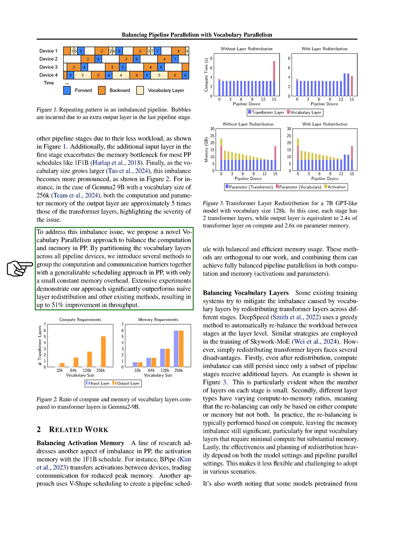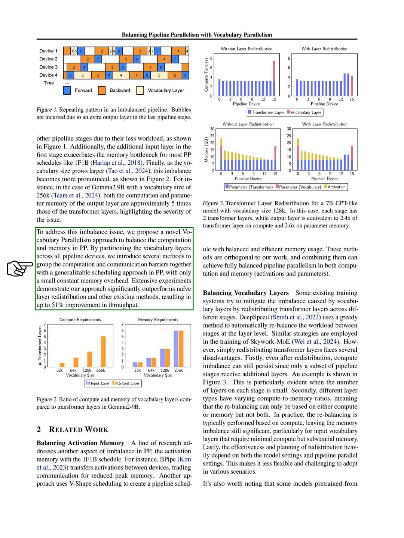To tackle this imbalance, we propose a new approach called vocabulary parallelism, which aims to balance computation and memory in PP. By distributing vocabulary layers across all pipeline devices, we introduce methods to group computation and communication barriers, along with a flexible scheduling approach that incurs only a small constant memory overhead.